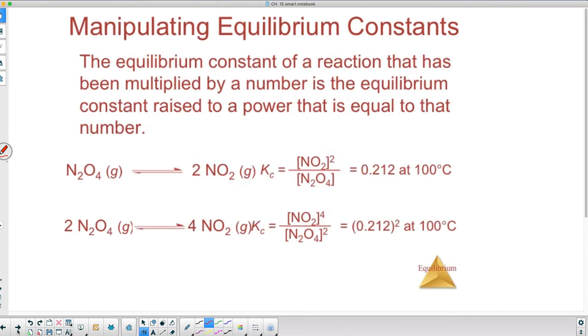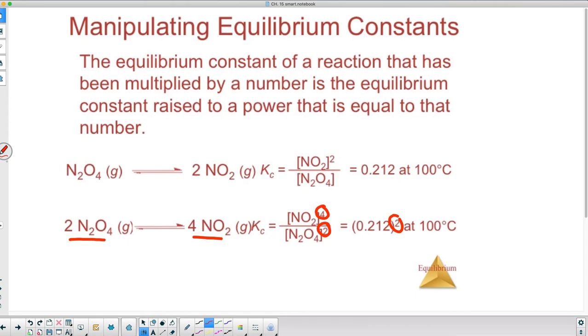Okay, let's continue on here. Manipulating equilibrium constants: the equilibrium constant of a reaction that has been multiplied by a number is the equilibrium constant raised to a power equal to that number. In other words, if we are multiplying the amounts of the reactants and products, we are raising the K value to that exponent. So you take the 0.212 squared. That's what happens when you double an equation.